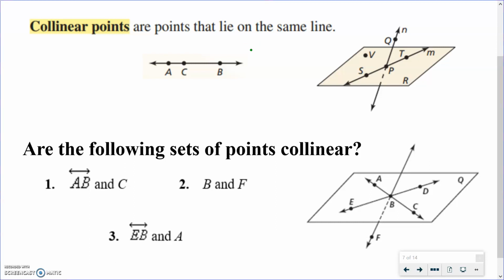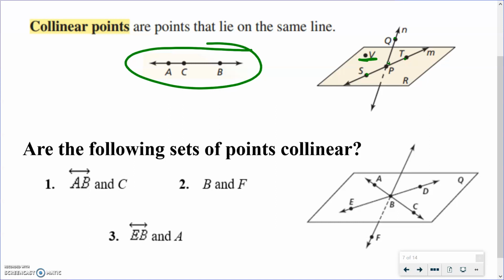So on this first diagram here, A, C, and B, those are all collinear points, okay? On here, we have S, P, and T that are collinear, okay? But you can see that V is not because it's not on that same line, okay? Q and P are collinear points, and any 2 points are collinear, okay? So you can draw a line through any 2 points. So any 2 points you pick are going to be collinear.